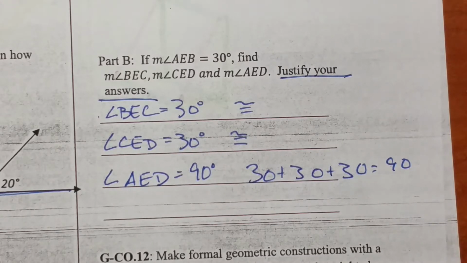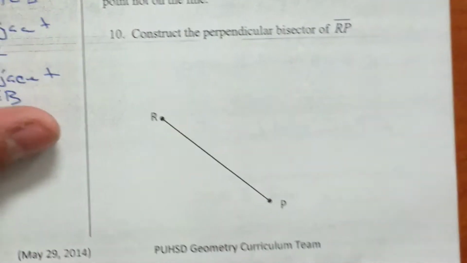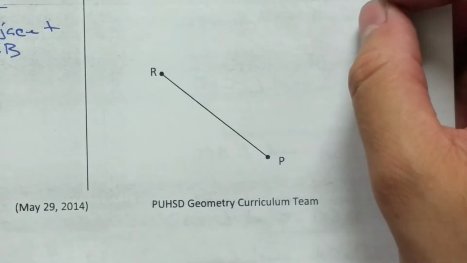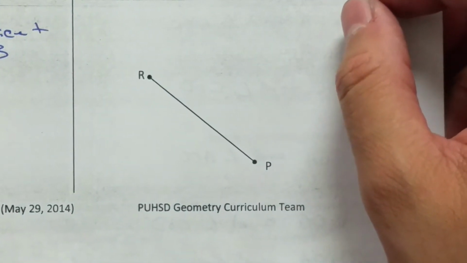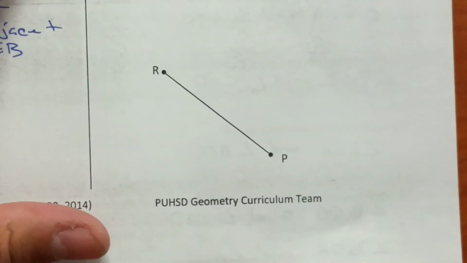All right, next we have number 10. Construct a perpendicular bisector of RP. Now, I need to make sure I have other paper underneath this because it doesn't stab very well. I have to be able to push into something. So let's make sure, okay, I can push this in pretty well.